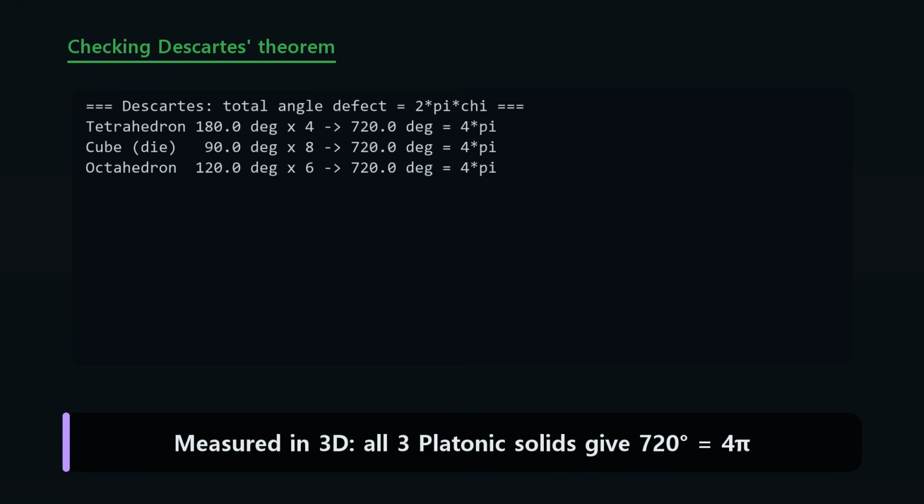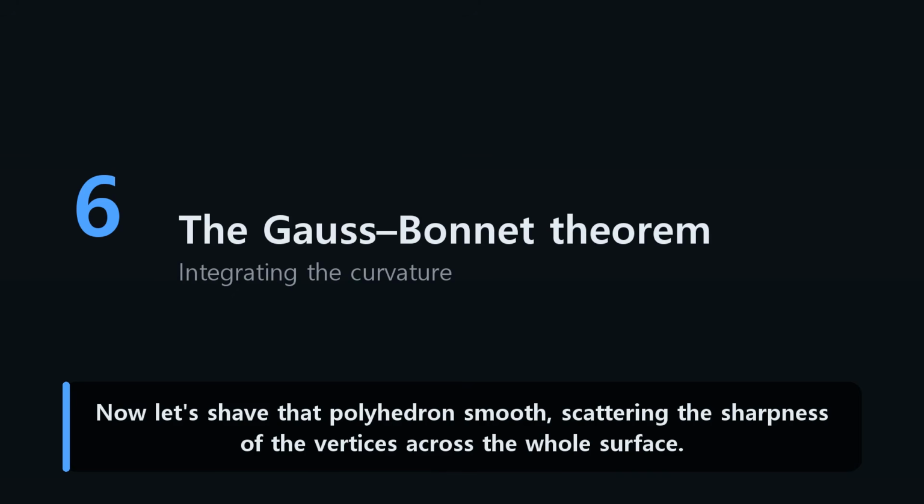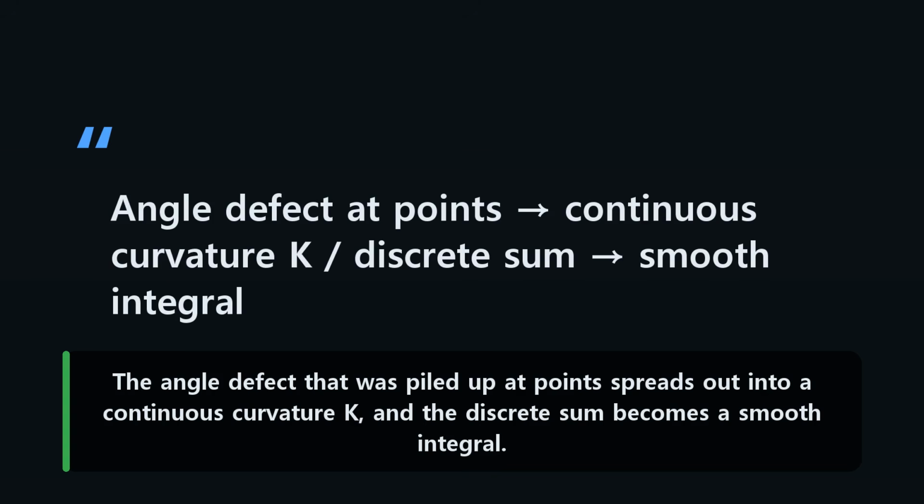We measured the defects of all 3 platonic solids from their actual coordinates and summed them. All 3 come out to 4 pi with no error at all. No matter what it looks like, the missing angles always add up to 4 pi. This is the discrete version of the Gauss-Bonnet theorem. Now let's shave that polyhedron smooth, scattering the sharpness of the vertices across the whole surface. The angle defect that was piled up at points spreads out into a continuous curvature K, and the discrete sum becomes a smooth integral.